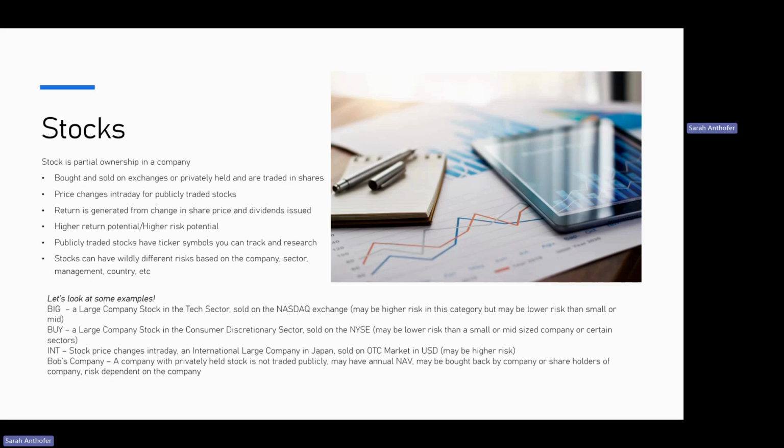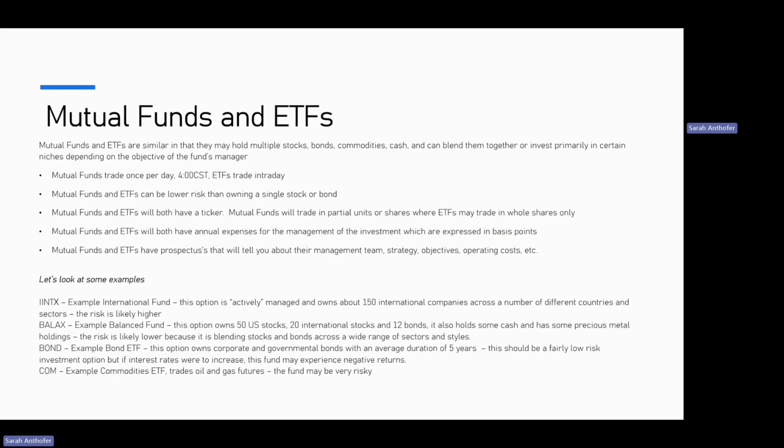So now that we've set the stage for cash, bonds, and stocks, how do we pick investments that will work for that? Well, sometimes what people will do is they'll look for mutual funds and ETFs. Mutual funds and ETFs are similar in that they may hold multiple stocks, multiple bonds, commodities, and cash, and they can blend them together or invest in a specific niche, depending on the objective of the fund's managers. Now, mutual funds and exchange traded funds are not identical, but they're fairly similar in how they operate.